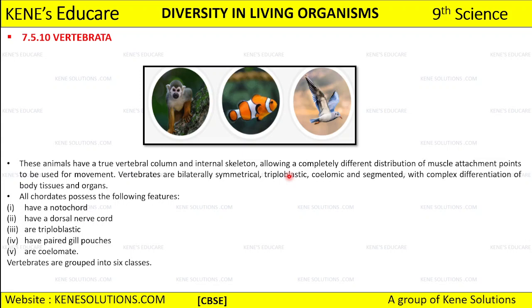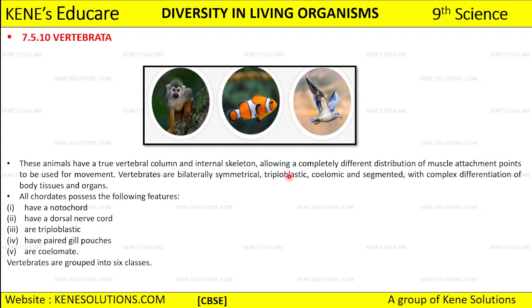Vertebrates are also bilaterally symmetrical, triploblastic, coelomic and segmented as well. So they show all the characteristics that we have studied till now, right? They have complex differentiation of body tissues and organs. Now there are five different characteristics given, and all the chordates are going to possess the following features.